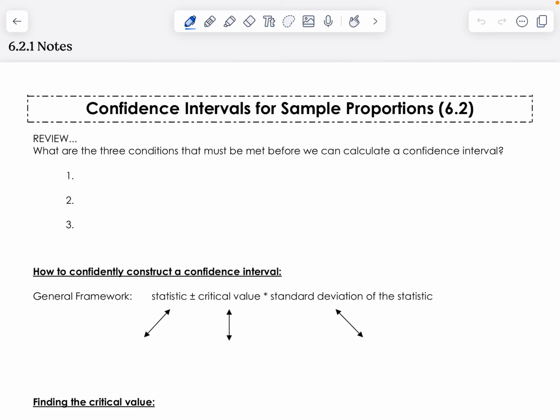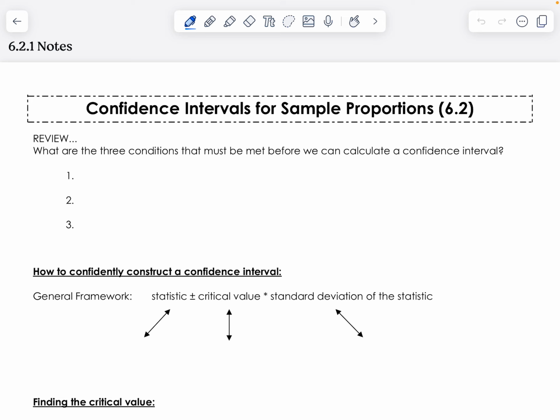Okay, so as we move forward and start to actually calculate these confidence intervals, we're going to follow the same pattern we have been with sampling distributions. So we will focus in our second section, 6.2, on proportions, and then in 6.3, we'll focus on means. So we are doing all things P and P hat in this section.